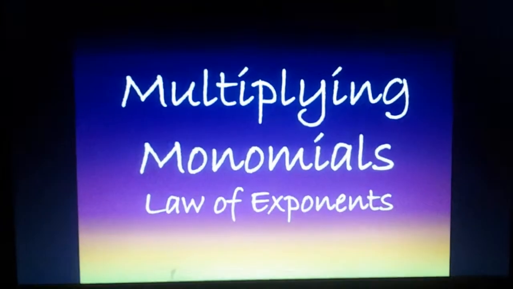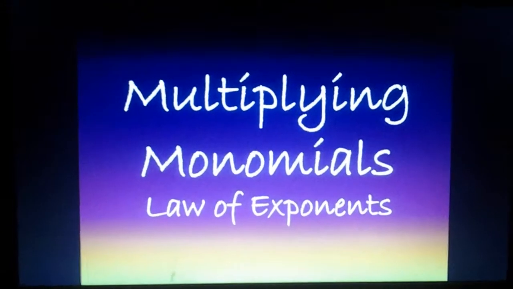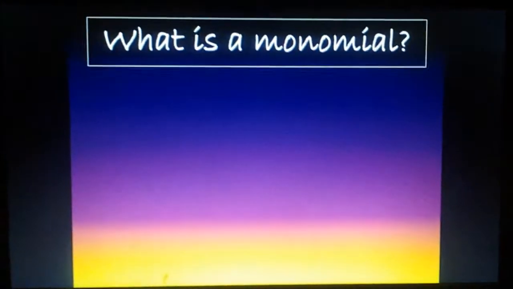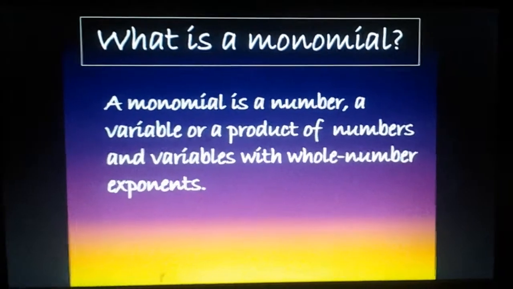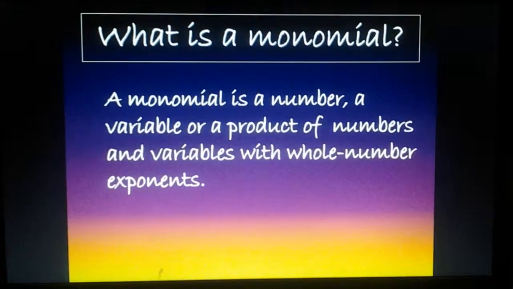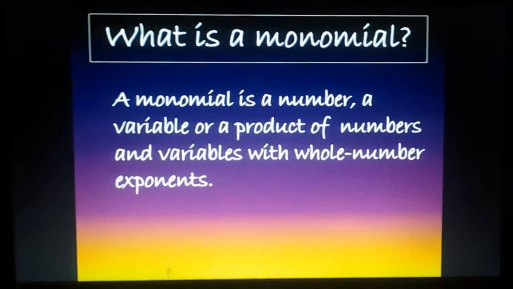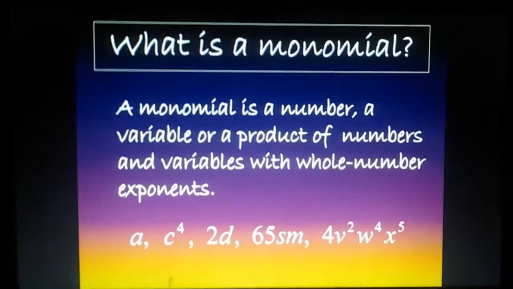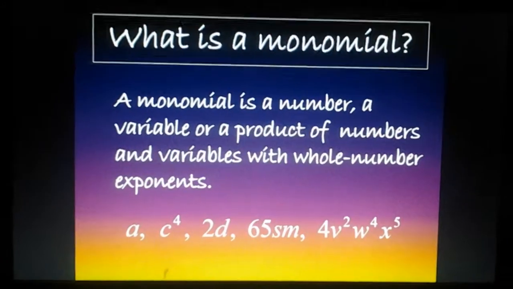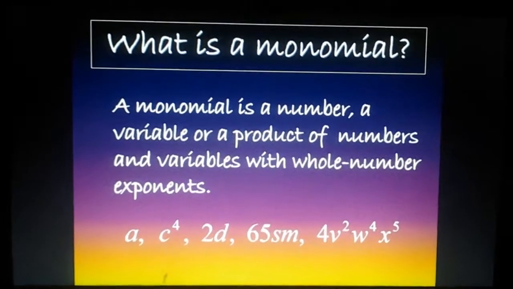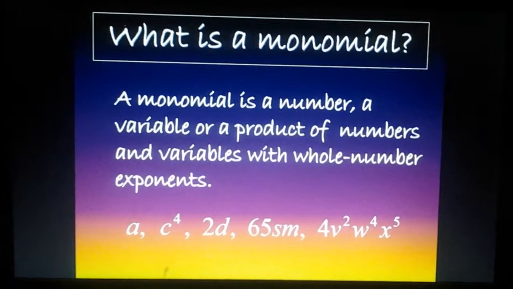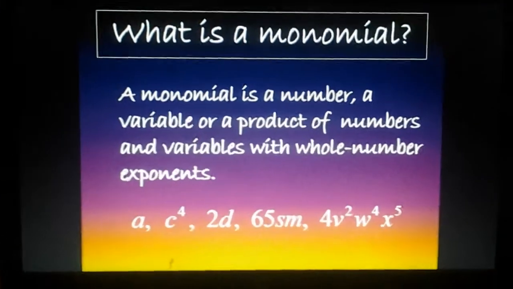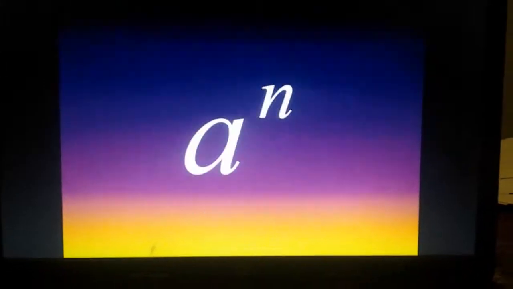Multiplying monomials and laws of exponents. Today we're going to talk about this in our session today. What is a monomial? A monomial is a number, a variable, or a product of numbers and variables with whole number exponents. As you can see, those are examples of monomials with the number and the variables attached to it. Notice there are some numbers and variables that don't have the exponent written on top. We'll talk about that in a minute.